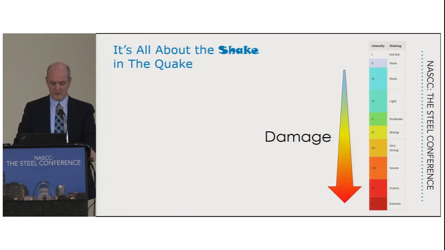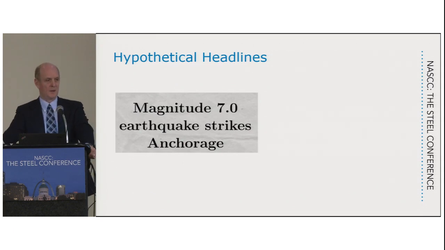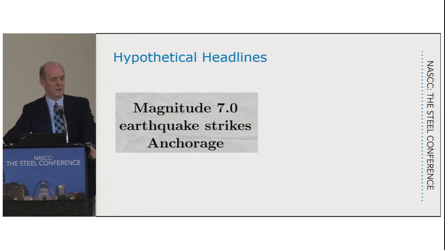But I'm going to give a caveat to that in just a minute when we talk about our seismic designs. So let me give you a hypothetical headline, but this one really isn't hypothetical. It happened last year in the fall. Magnitude 7.0 earthquake strikes Anchorage.